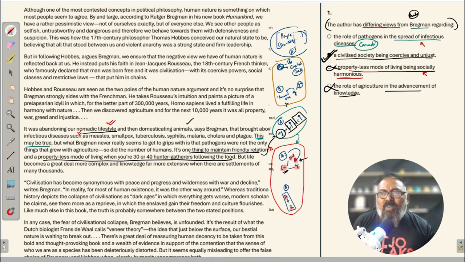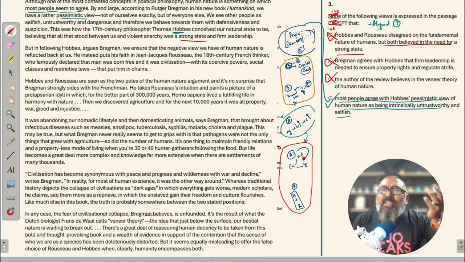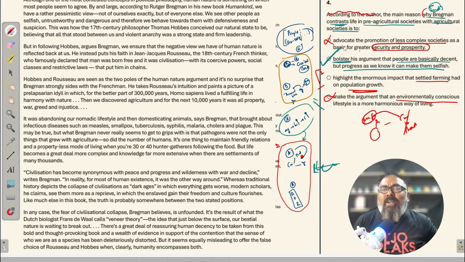The author has a different view about civilization being bad. Civilized society being coercive and judgmental, that is a different view that the author has. According to the passage, collapse of civilization, Bregman. One is saying bad, two is saying bad, three is saying good, four is saying bad, whatever. Which is aligned? These are not aligned. And this one is, why did Bregman do this? All these questions can be answered.